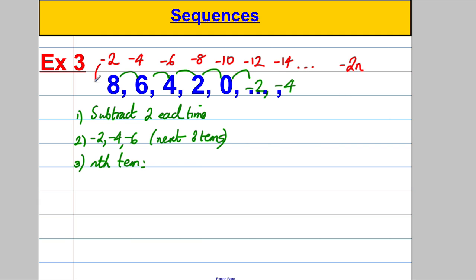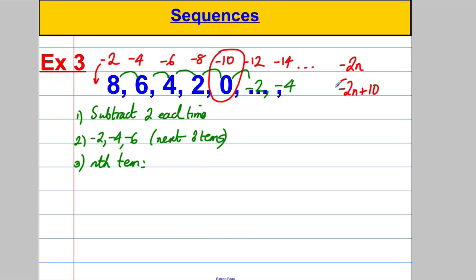So how do I get from here to here? Well, from -2 to 8 is you add on 10. So let's just check it's true here. If you add 10, you get from -4 to 6, that's true. And in particular, this one's probably the easiest. To go from -10 to 0, you add 10. So our nth term is -2n, add 10.